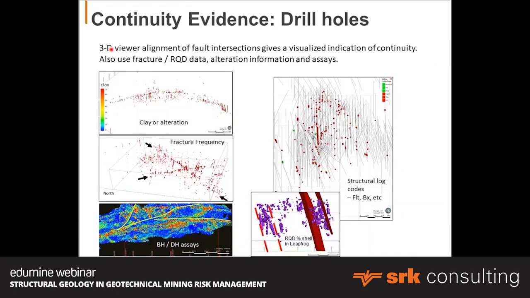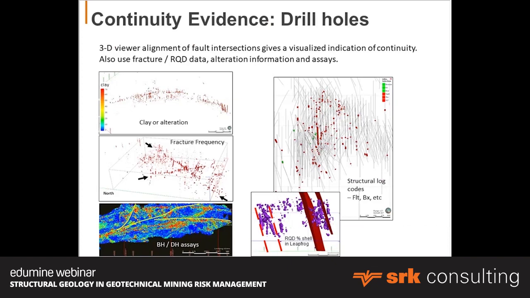Right, obviously the drill holes are there to help establish continuity at depth where you don't have exposures. So make sure you've got the right data, right? Very importantly, make sure the structural logging is done appropriately so that you can identify those fault intersections, bring them up in 3 dimensions and use them to work out the continuity of the structures.